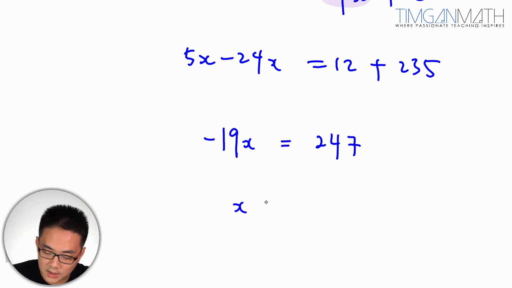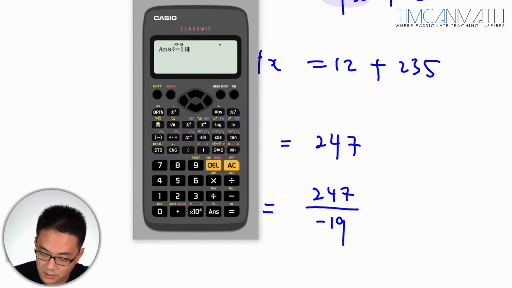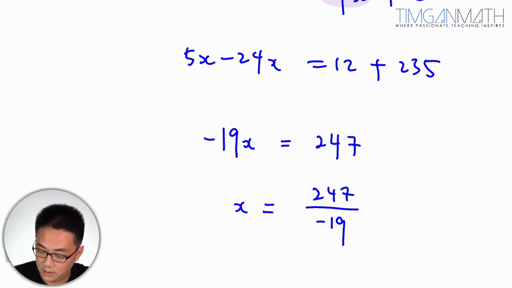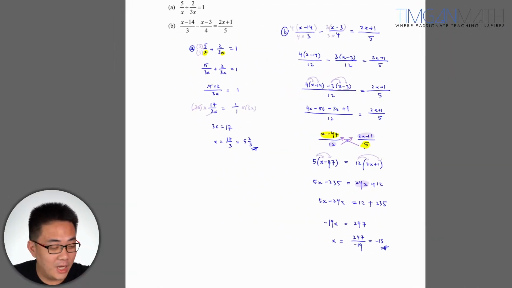So x is 247 divided by minus 19. That would be 13, I believe. Negative 13. Yeah, negative 13. So this is how you do this question proficiently. Any question or comments, please do let us know, and keep practicing. I'll see you in the next question.